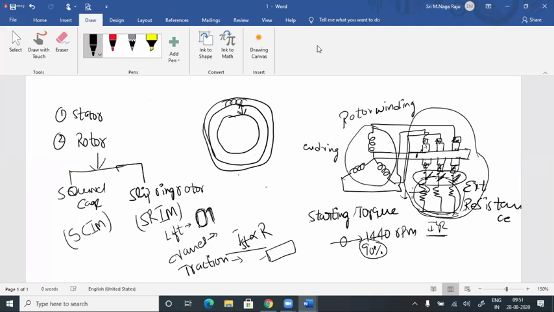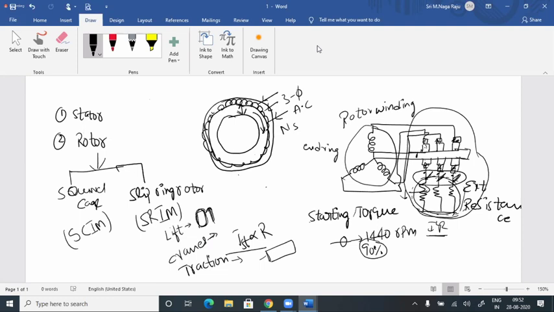First of all, we will discuss how the induction motor will rotate. What is the working principle? Mutual induction. That is, the three-phase AC supply is given to the stator winding. Then it will produce a magnetic field which will rotate in the air gap with a speed of Ns, the synchronous speed. How it rotates, we will explain in today's class.